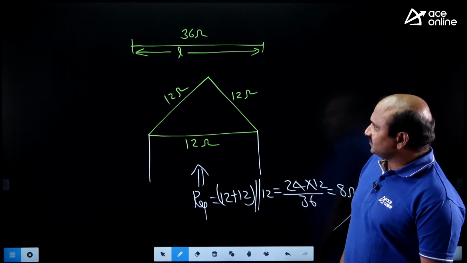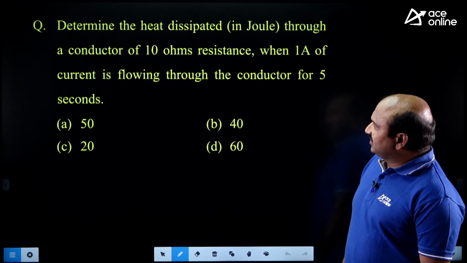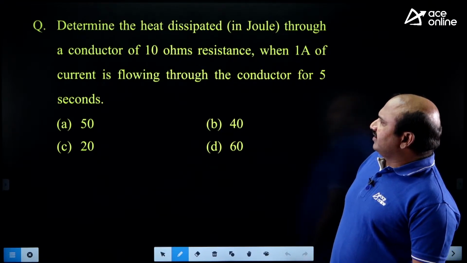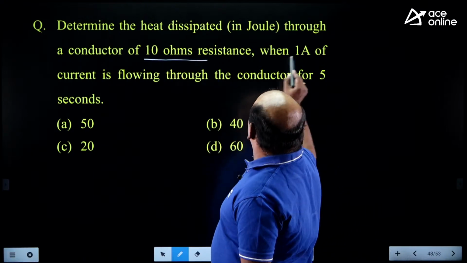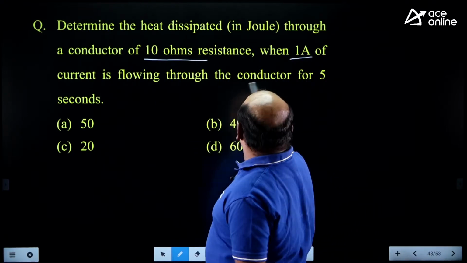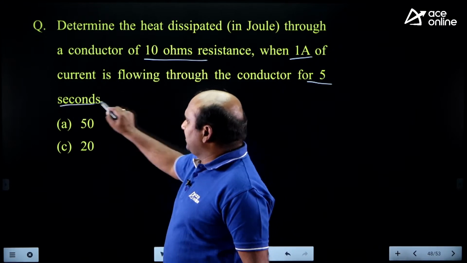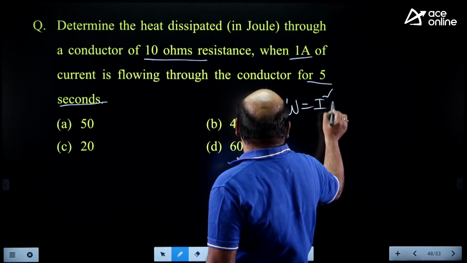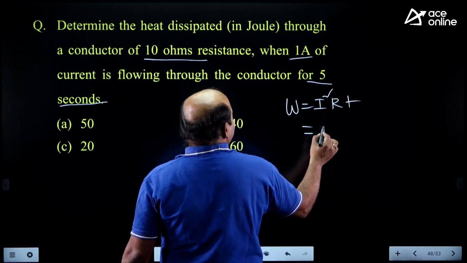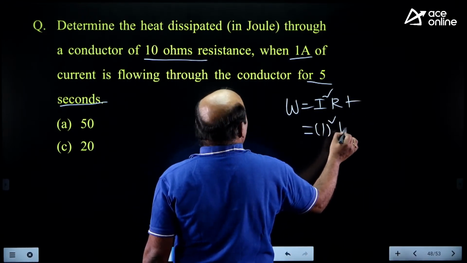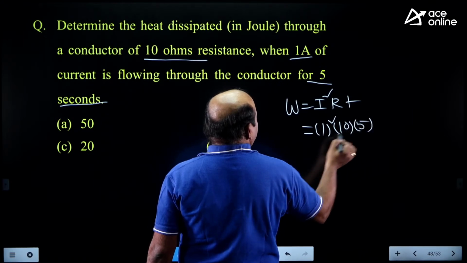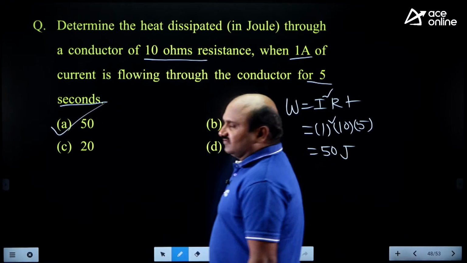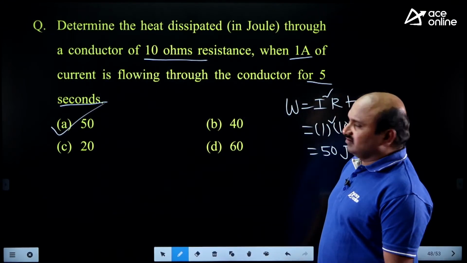Okay. Next one. Determine the heat dissipated in joules through a conductor of 10 ohm resistor when 1 ampere is passing through it for 5 seconds. It's very simple. W is equal to I square R into T. Very simple. 1 square into R, 10 into 5 seconds. It is 50 joules. Option A is the correct one. Very simple.